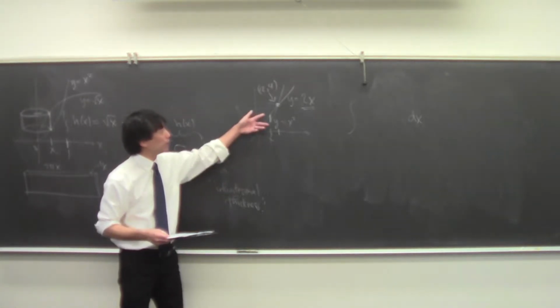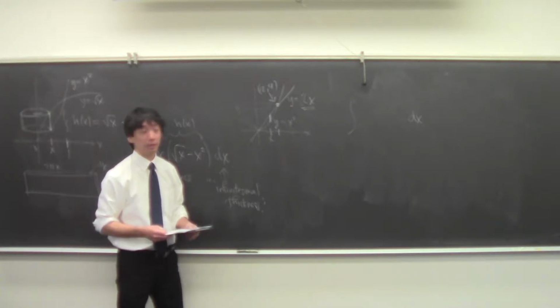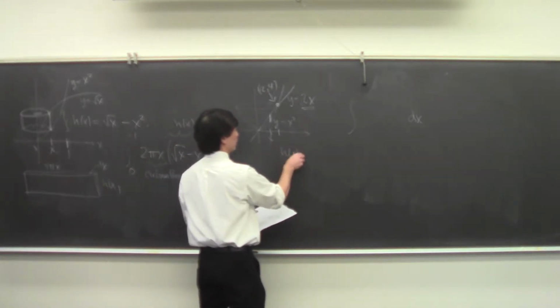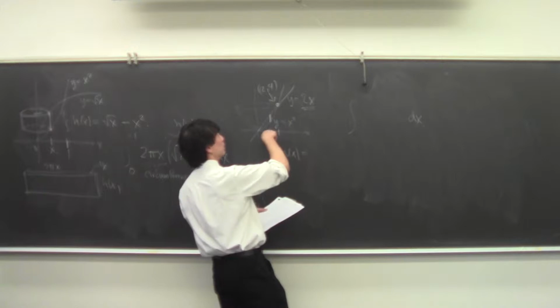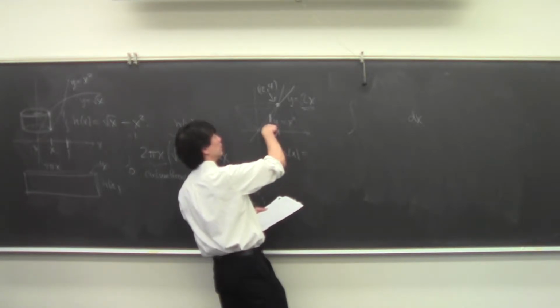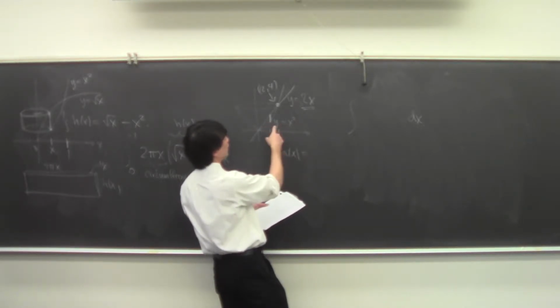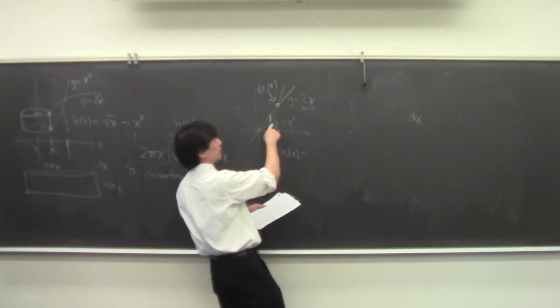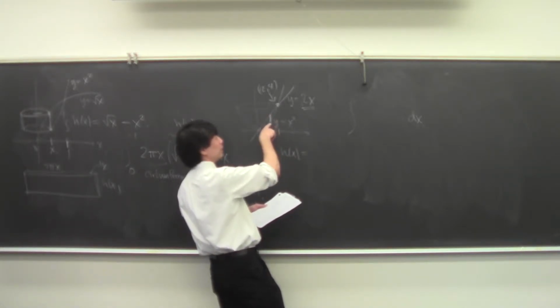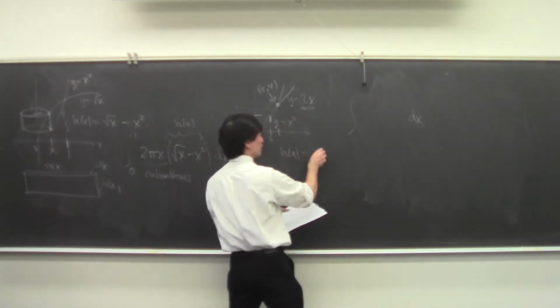So what's the height? The height would be the two functions, like x squared minus 2x. Not quite. x squared is the lower guy. 2x is the upper guy. So 2x minus x squared. Yes.